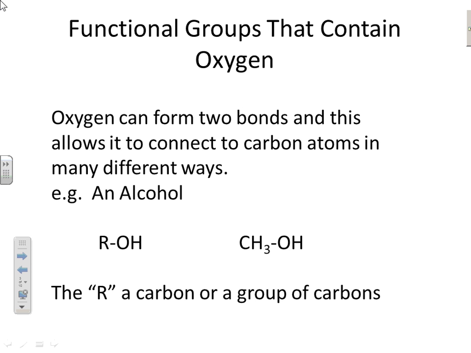When we write a letter R in a representation of an organic chemical, it simply means a group of carbons. It's technically called an alkyl group. Again, don't worry about the term alkyl. It's just a term that comes from various things, but it represents some alkane or alkene or alkyne connected to that.